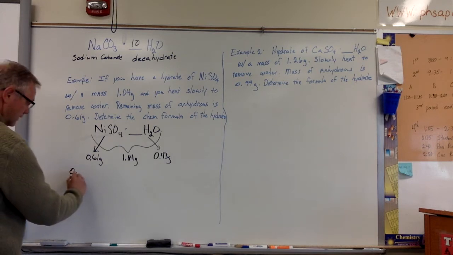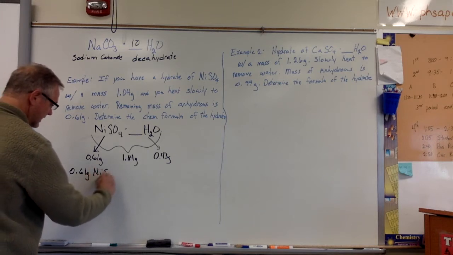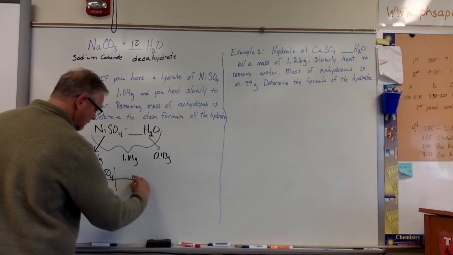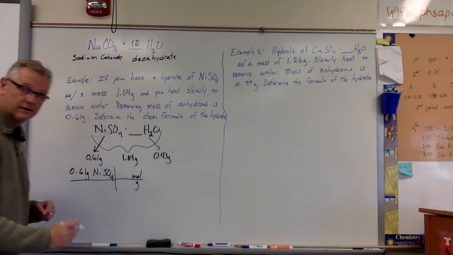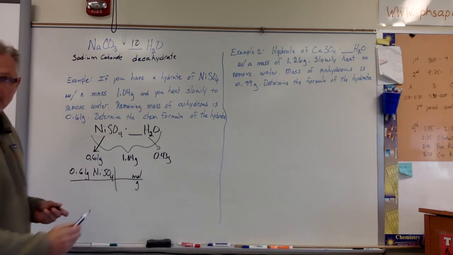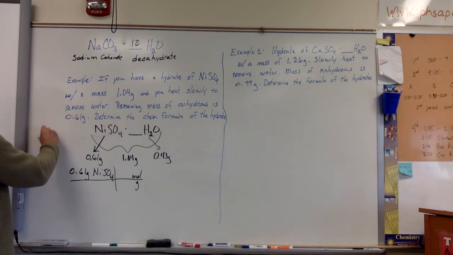If I start with 0.61 grams of NiSO4, I can convert that to moles over grams. This is my mole map. The relationship between a mole and a gram is the molar mass. So I'm going to have to determine the molar mass of NiSO4.